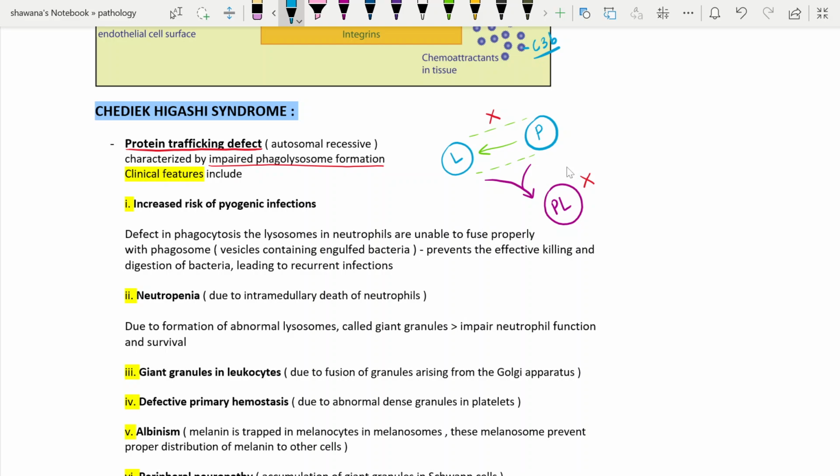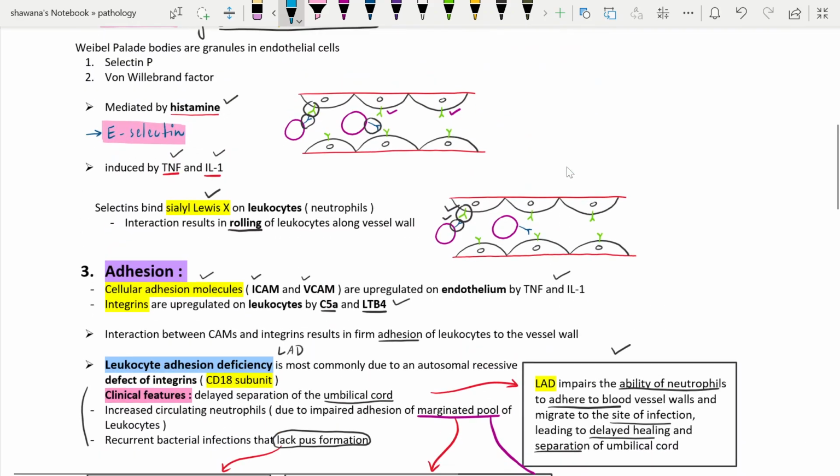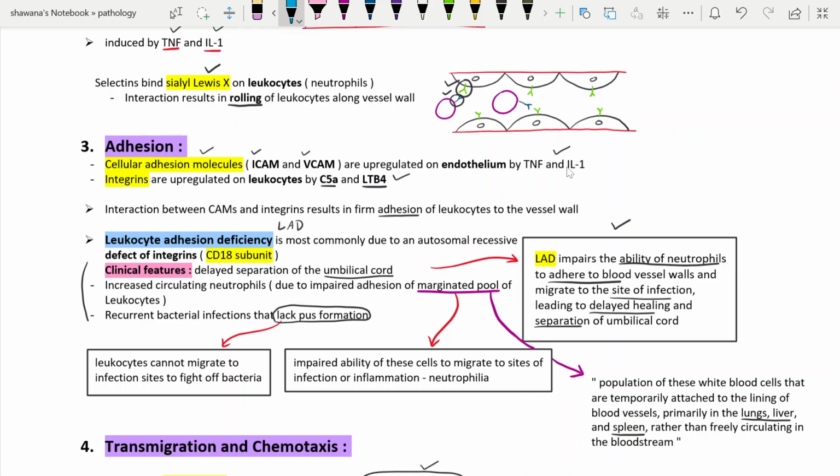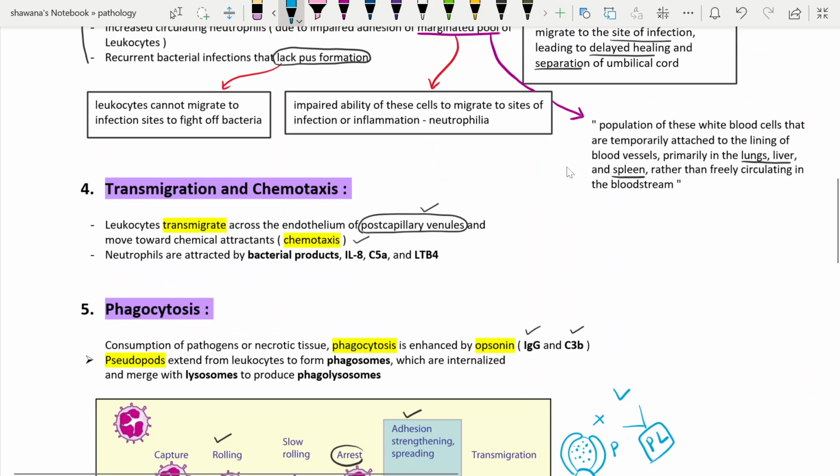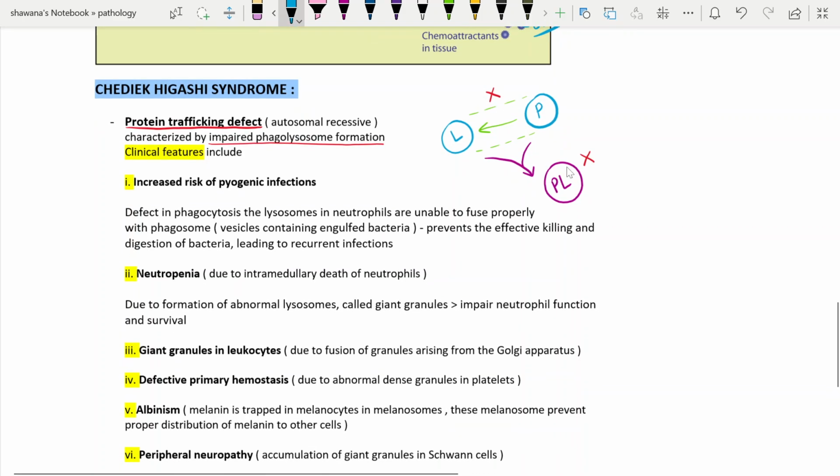Talking about this phagolysosome, there is a very special disease or syndrome, I must say, which is known as Chediak-Higashi syndrome. It's a protein trafficking defect and it's also autosomal recessive. We have discussed leukocyte adhesion deficiency, LAD, which was also autosomal recessive, and Chediak-Higashi syndrome is also autosomal recessive, in which there is impaired phagolysosome formation. So let's discuss the clinical features of this Chediak-Higashi syndrome.